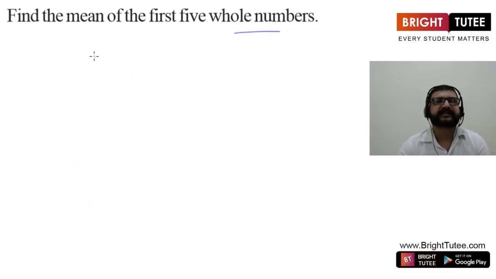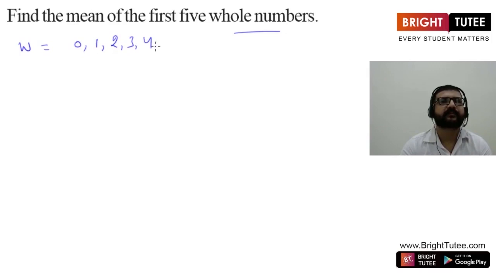Here the data is given as the first 5 whole numbers. Now what are the whole numbers? Let's see what the whole numbers are first. We represent the set of whole numbers with W, and it is equal to 0, 1, 2, 3, 4, 5, 6, and like this it will go on. These are all the whole numbers. Now we have to find the mean of the first 5 whole numbers.